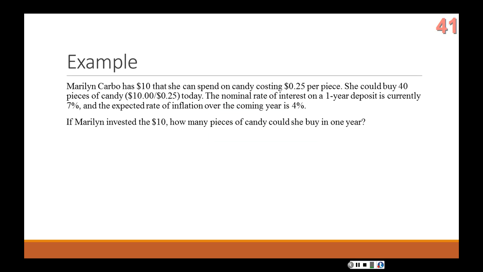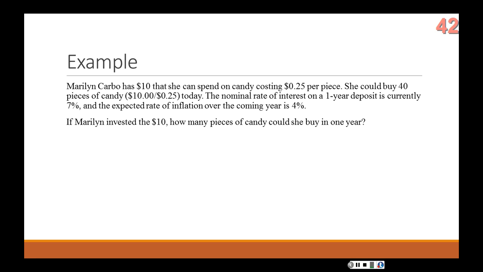So here's an example. Marilyn has $10 she can spend on candy. The candy costs a quarter apiece. She could buy 40 pieces of candy today. It's the $10 divided by the quarter cost. So the nominal rate of interest is currently 7%, and inflation for the coming year is 4%. So if she invested the $10 that she was going to spend today, how many pieces of candy could she buy in 1 year?